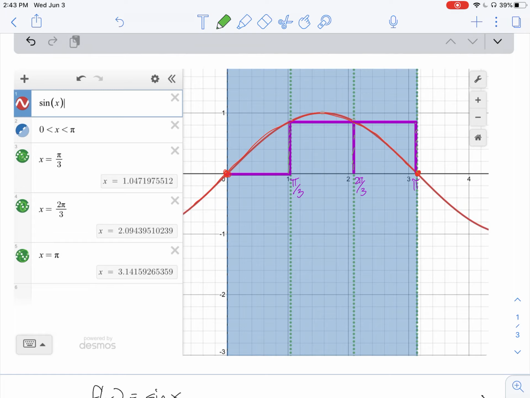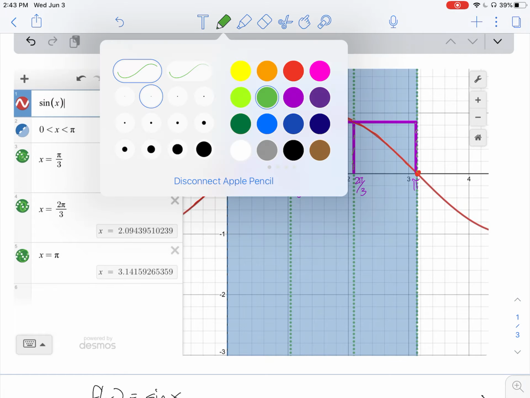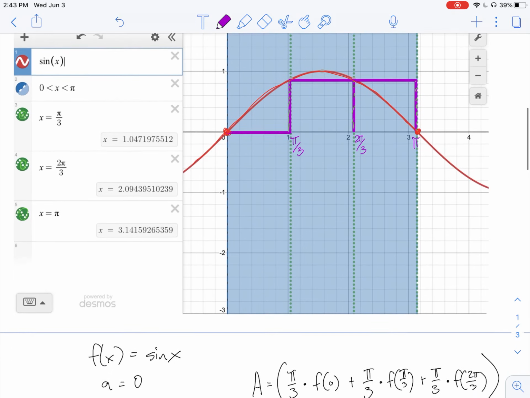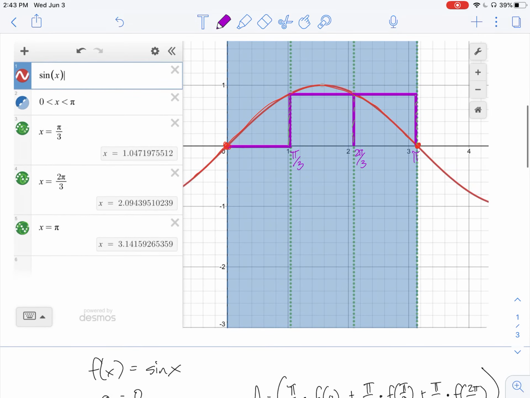So if I divide pi by 3, my first interval is going to be between 0 and pi over 3. Then my second interval is between pi over 3 and 2 pi over 3. And then the third interval, the third rectangle, is between 2 pi over 3 and pi, or 2 pi over 3 and 3 pi over 3, but 3 pi over 3 just reduces to pi. All right, so there's my nice visual.